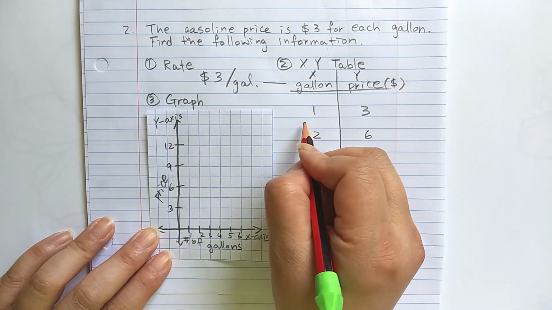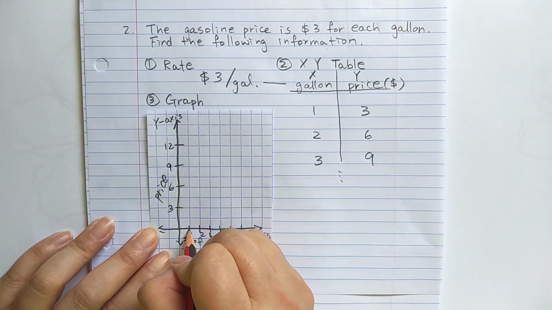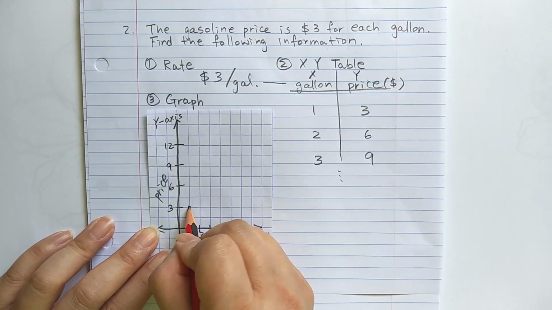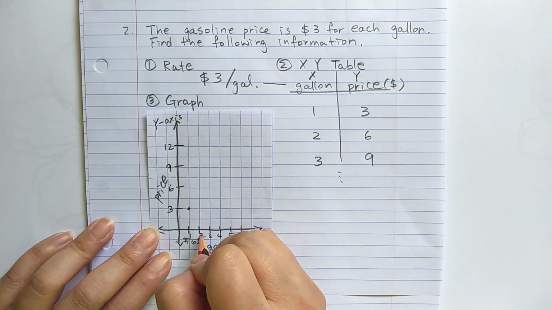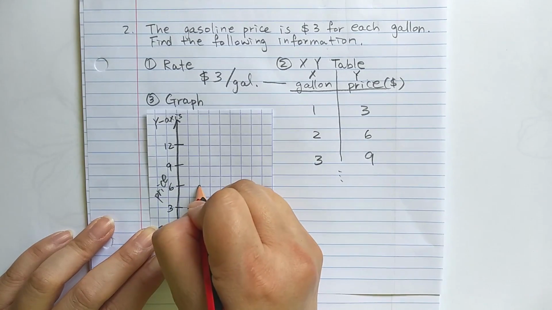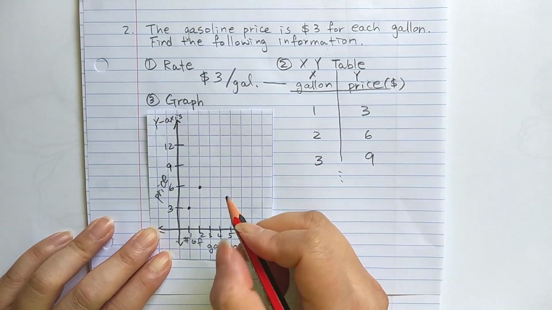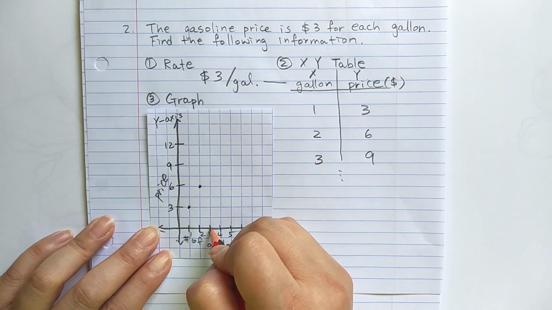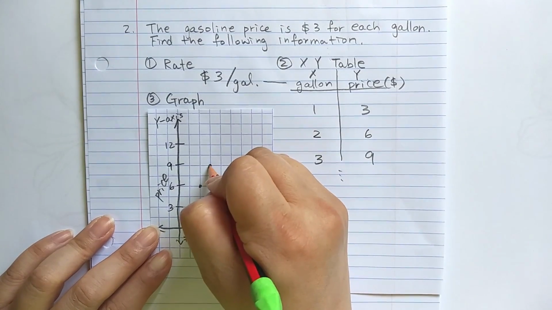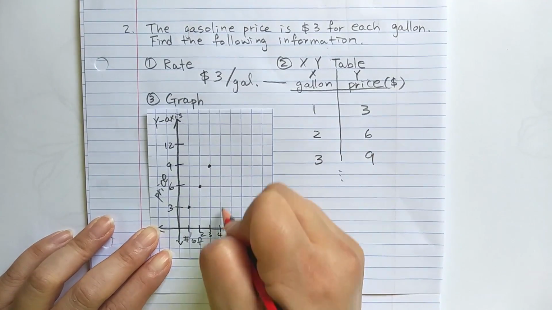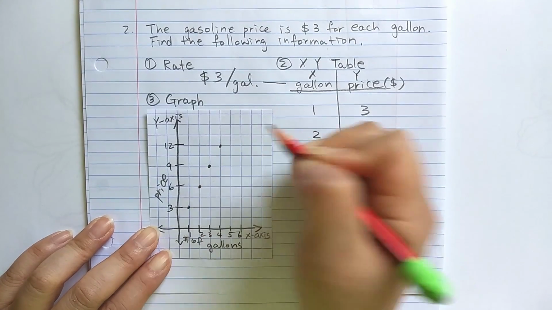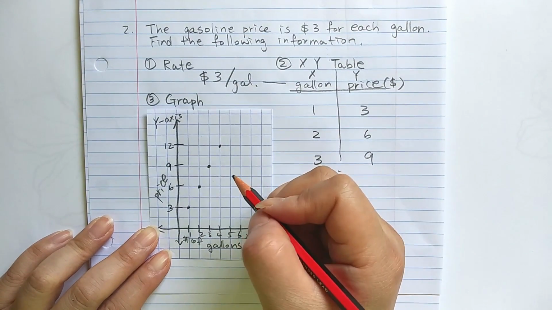Okay, let's plot these points. 1 and 3. Put a point here. 2 and 6 over here. 3 and 9. For 4 gallons, it'll be $12. Let's stop here for a second.